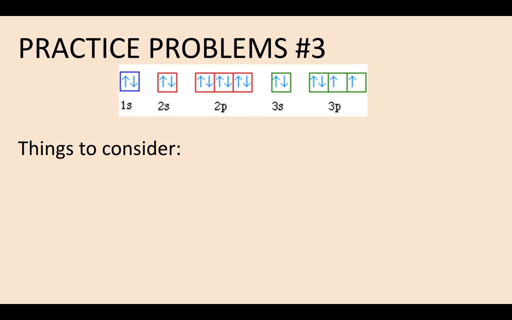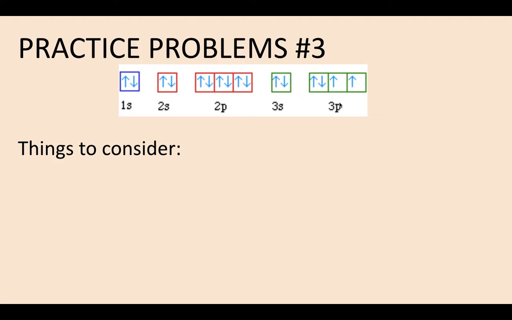Yes, it does. Now, S always has one box. P always has 3. You go back to S, and even though it's a 3s, it still only has one box. And you go back to P, and it still has 3. Let's check our arrows. We have 1 going up, 1 going down, 1 going up, 1 going down. With P, we have up, up, up, then down, down, down. You go back to S, you have 1 going up, 1 going down.